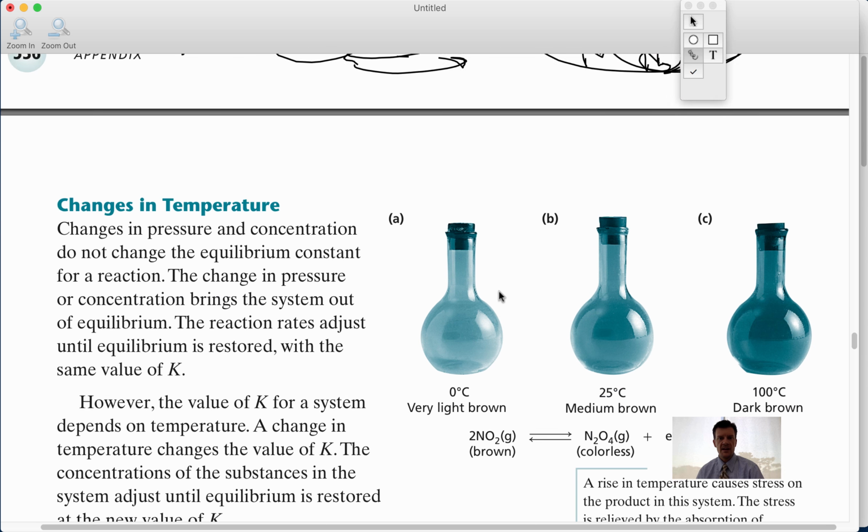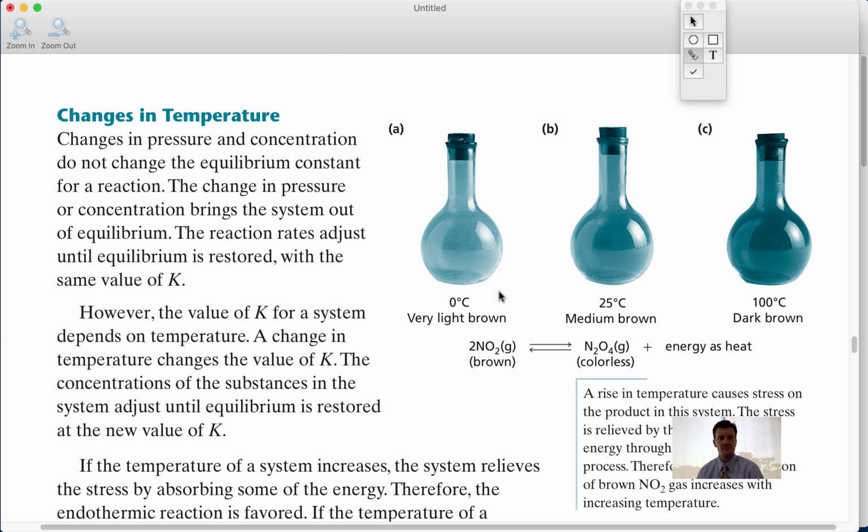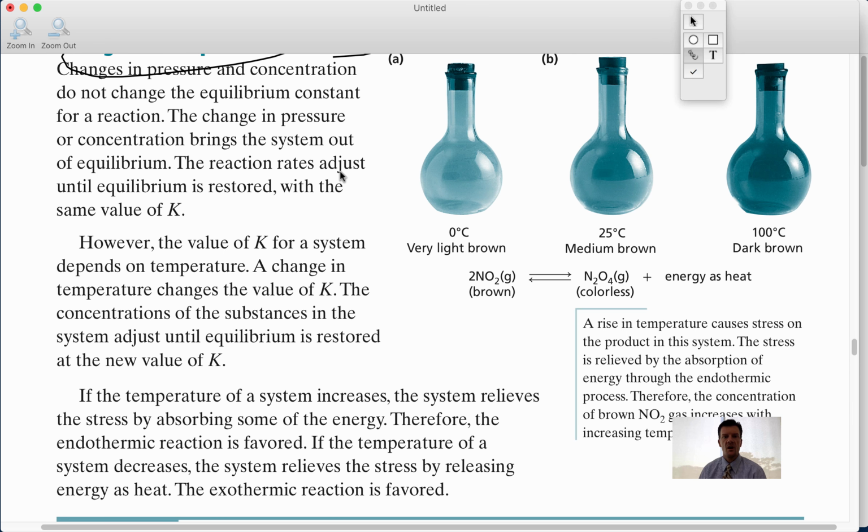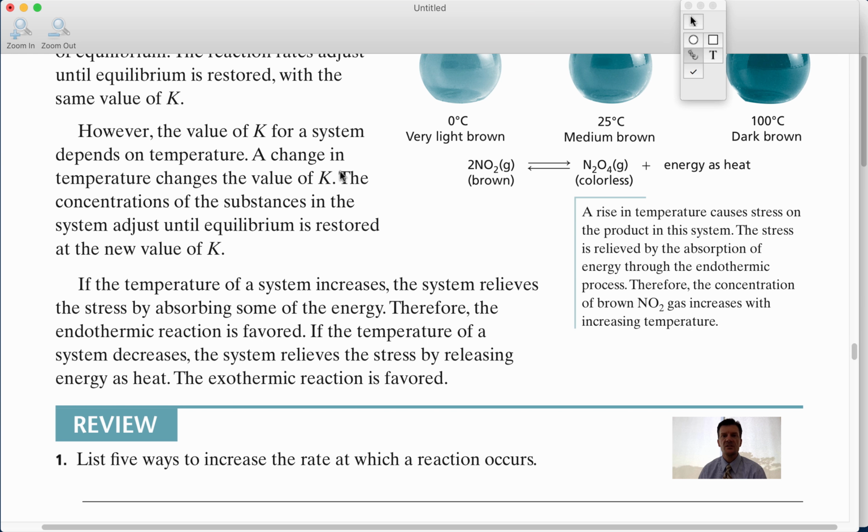Okay, and now let's talk about temperature. Temperature is the only one that will change the K value, okay? So the K value will change when you have changed the temperature. Here's what it does. The temperature will always cause the reaction to shift in the endothermic direction.